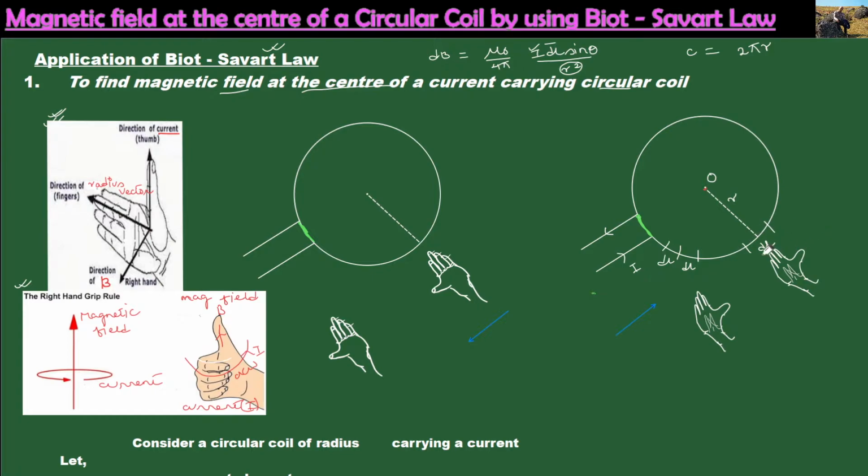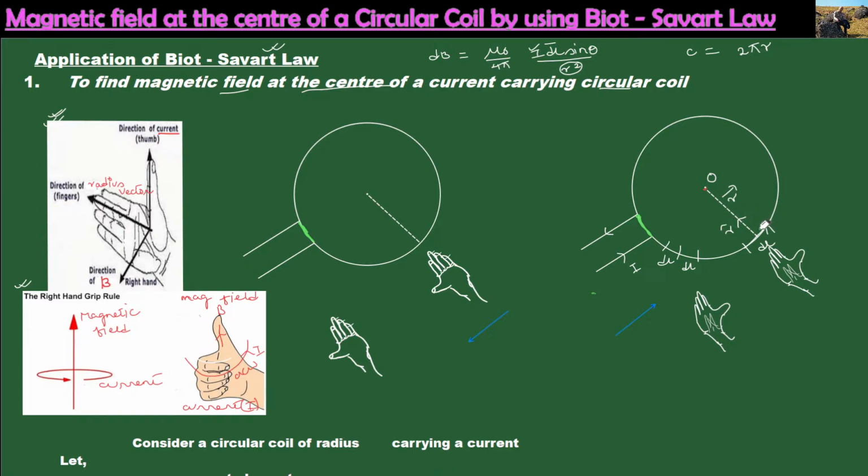The current is moving in that direction, so the current element will be in this same direction, pointing this way. That will be the current element IDL. So the radius vector will be from this point to the center O of the coil. That means the direction of the radius vector will be governed by the unit vector r cap.